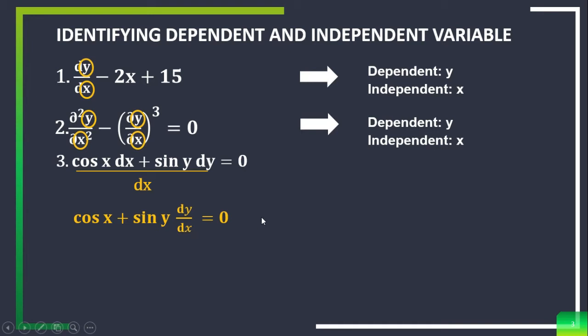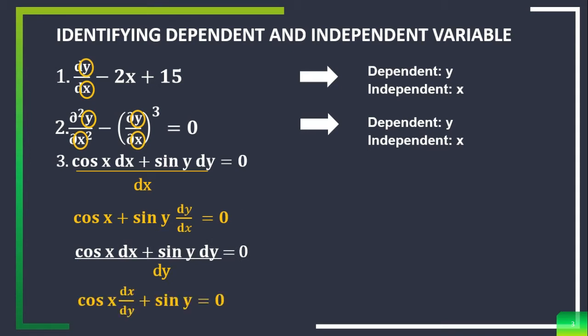Okay, let's see if the equation is divided by dy. We can have this equation, cos x times the derivative of x with respect to y plus sin y is equal to 0. Since again this is our only derivative, the dependent variable is x and our independent variable is y. So since we have either of the two variables as dependent and independent, we can conclude that dependent could be x or y, and independent could be x or y also.